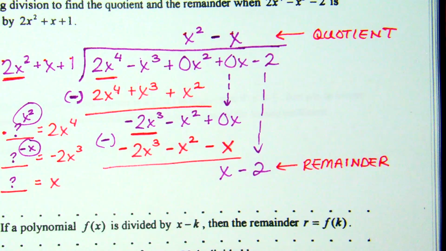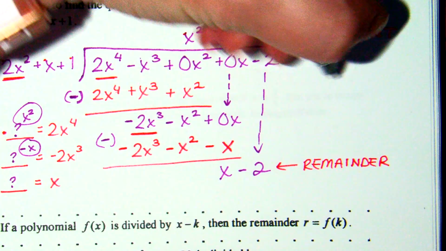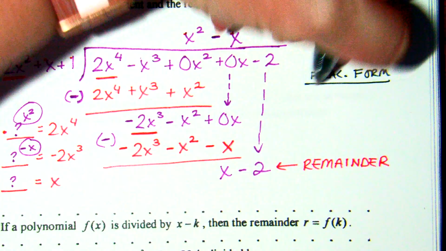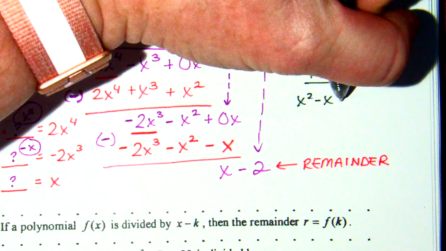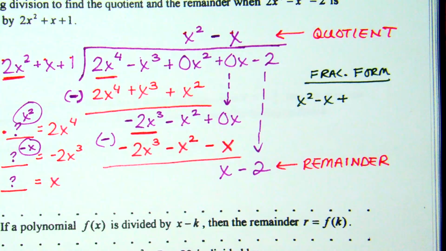Right. So if we're giving a full answer, first of all, and I'm going to put it right here, this is my fraction form answer, okay? We start with the quotient of x squared minus x. Plus, we have this remainder, right? How do you express a remainder? We did this on our other problem.